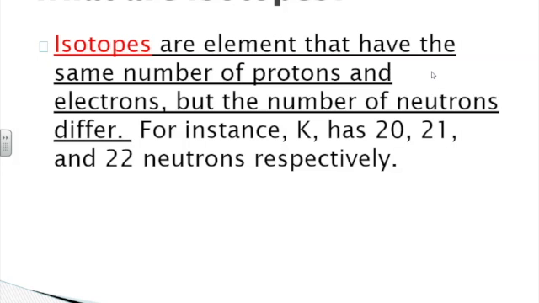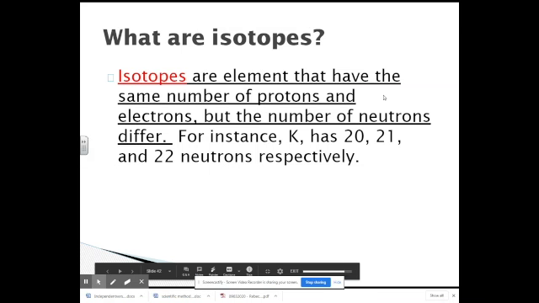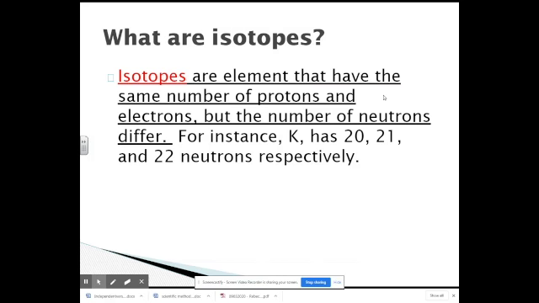Alright, so today we're going to talk about isotopes. The first thing you need to know in this section is isotopes are elements that have the same number of protons and electrons, but the number of neutrons change. So the element is exactly the same, except the number of neutrons have changed.